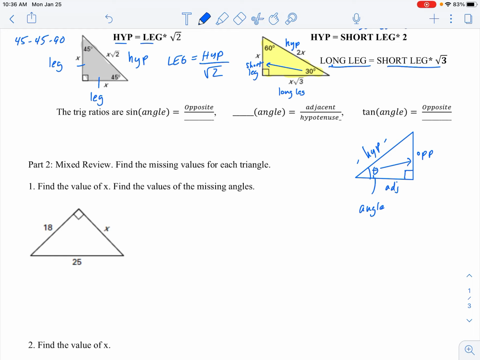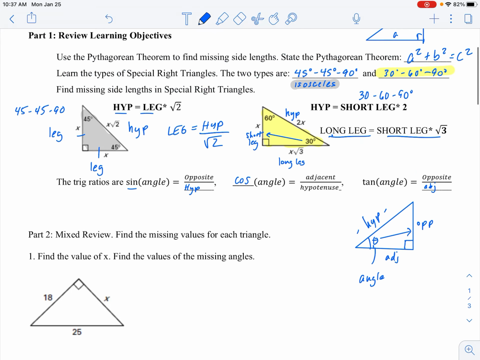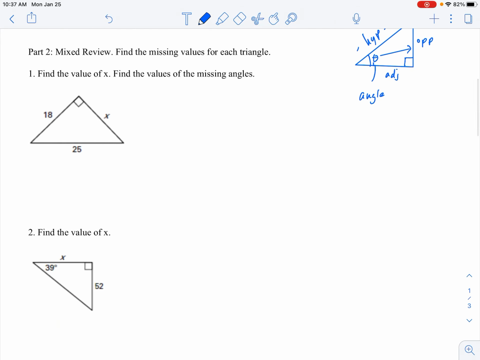Then the trig ratios are as follows. The sine is opposite over hypotenuse. The cosine is adjacent over hypotenuse, and the tangent is opposite over adjacent. So now let's apply some of these formulas to this mixed review.